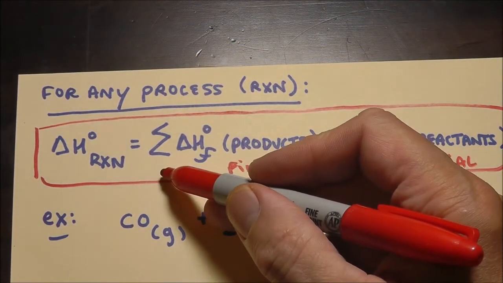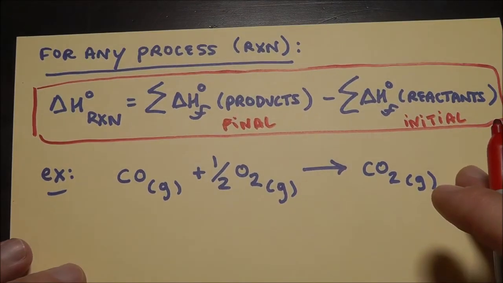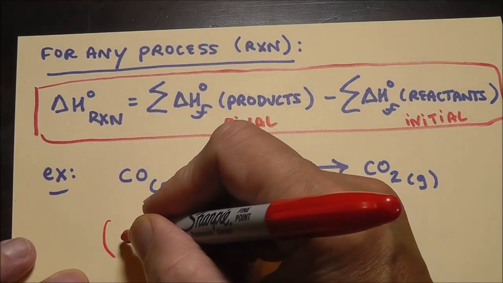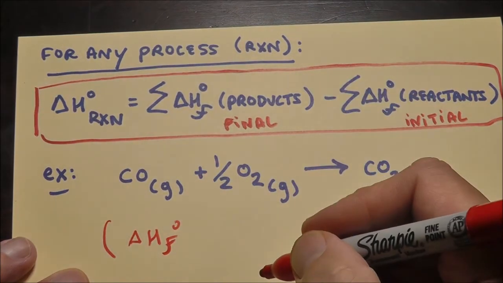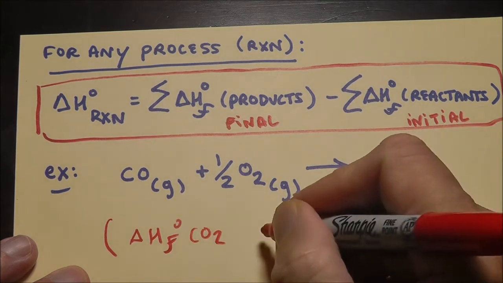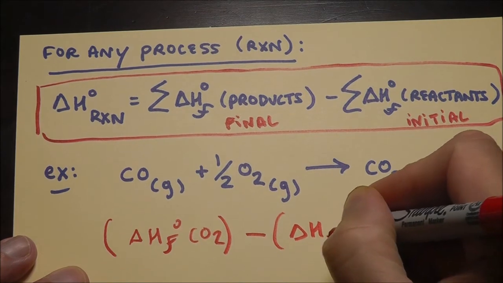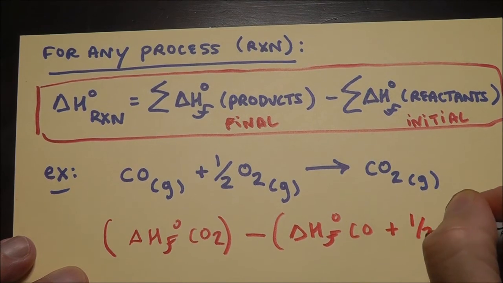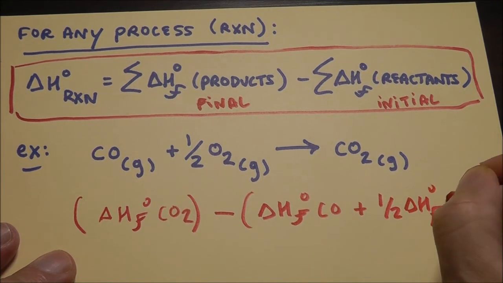And by the way, that gizmo right there, that's a sigma. That means the sum of the delta HFs of the products minus the sum of the delta HFs of the reactants. So this would be, now watch out, that's on the product side. So this would be 1 times the delta HF of CO2. That's final. Minus the delta HF of CO plus 1/2, because it's done per mole, the delta HF of O2.